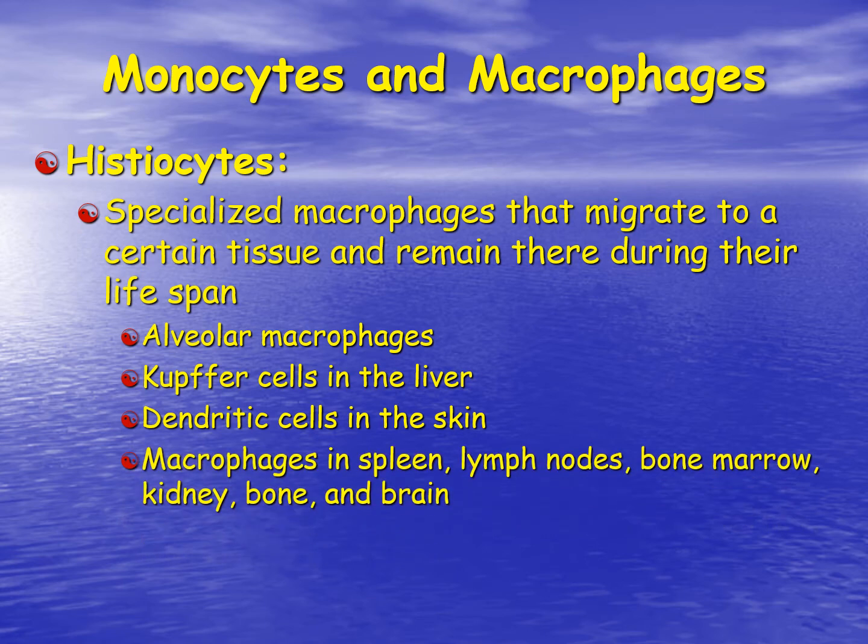But we find macrophages basically everywhere. The microglial cells of the central nervous system are actually a specialized histiocyte that will engulf any foreign material that enters into the brain tissue.